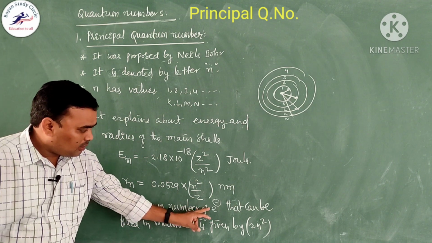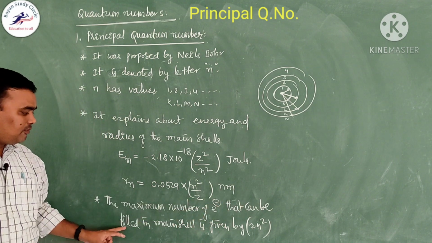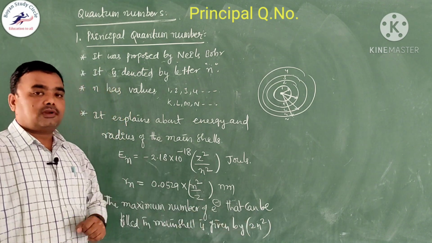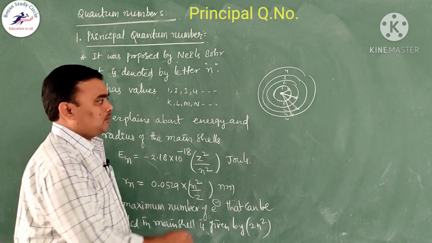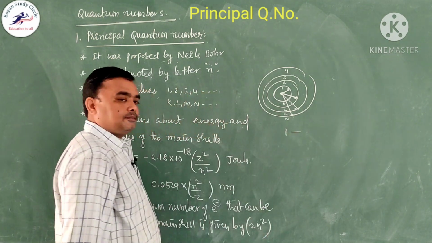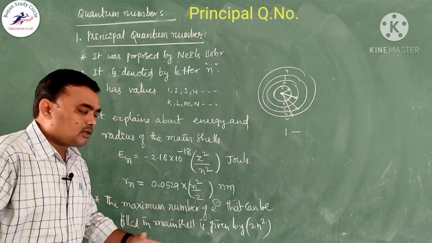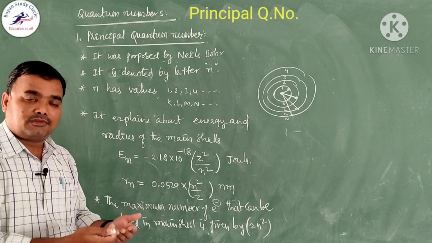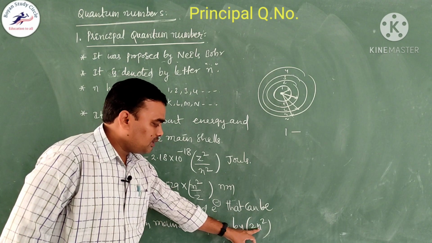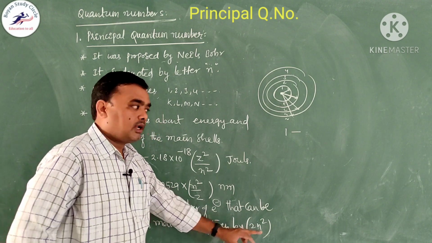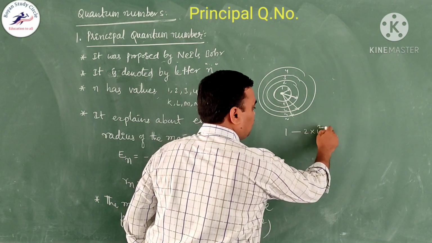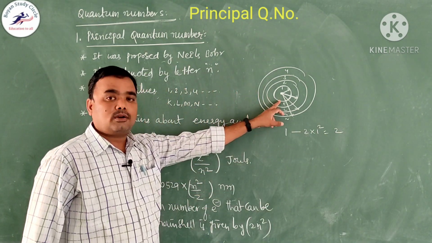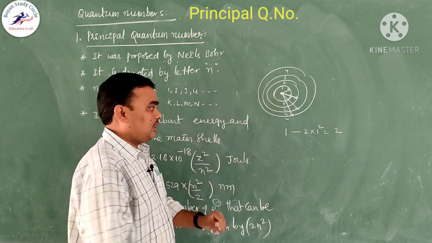Also, the maximum number of electrons that can be filled in a main shell is given by the formula 2n square. For example, for the first orbit, what is the maximum number of electrons that can be filled? Substitute 1 for n: 2 into 1 square becomes 2. So only 2 electrons can be filled in the first orbit.